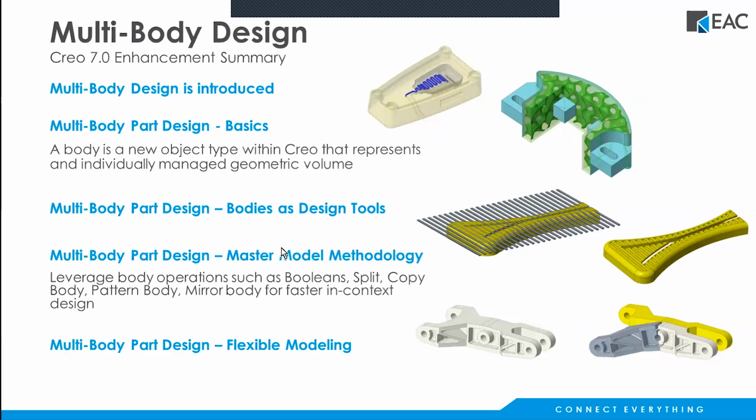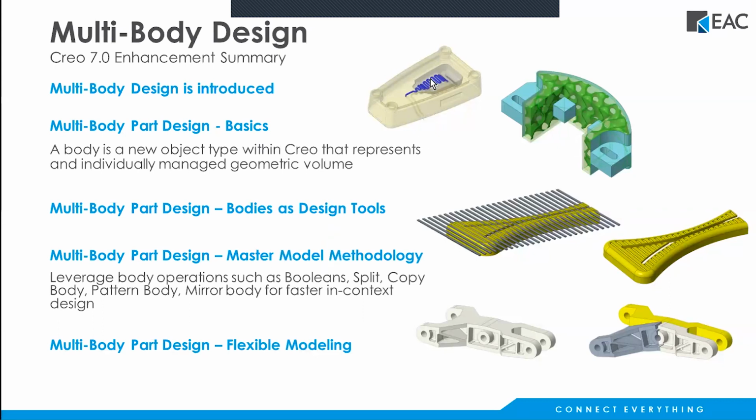We could always do that before, but you'd use quilts. You'd use a bunch of separate quilts, and then you could subtract one from the other, or cut one out from the other, and all that kind of stuff. But it was more features, and it's kind of complex. This is more along the lines of what a real multi-body modeler would be. And you can use it in a number of different ways.